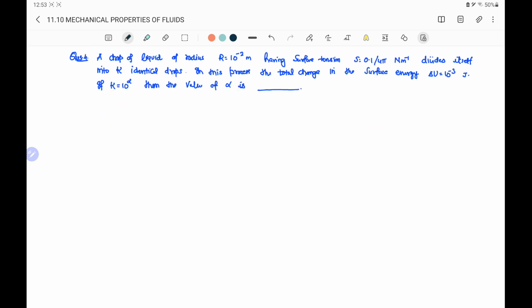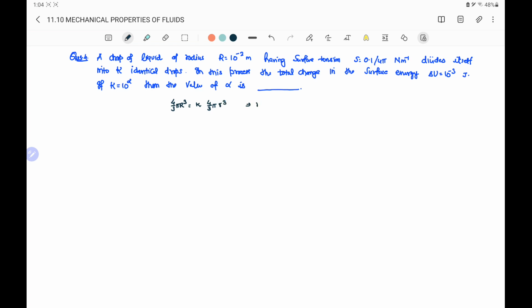Next question is, a drop of liquid of radius 10 to the power minus 2 meter having surface tension 0.1 by 45 Newton per meter divides itself into k identical drops. In this process, the total change in the surface energy is delta U, 10 to the power minus 3 joules. If k equal to 10 to the power alpha, then the value of alpha is. Here, volume of the larger drop is 4 by 3 pi r cube and it is divided into the k identical drops which have the radius small r.